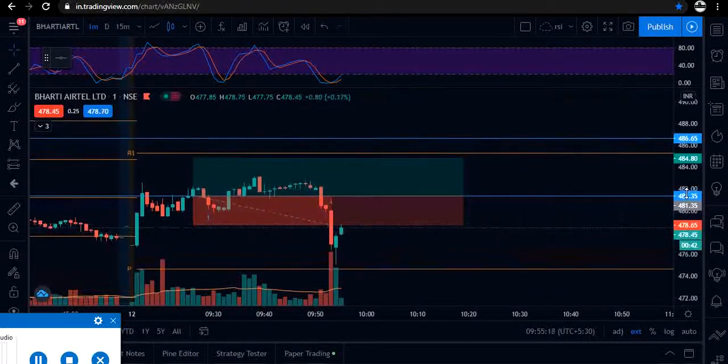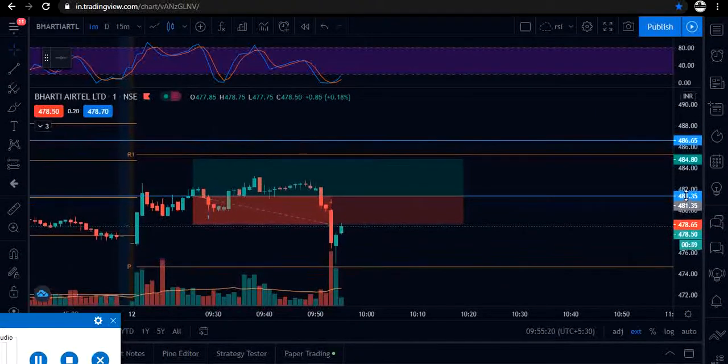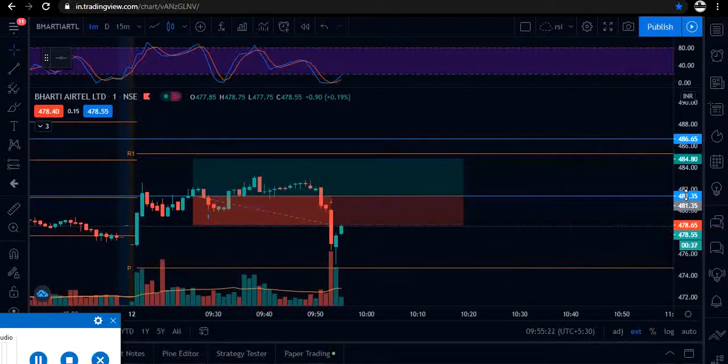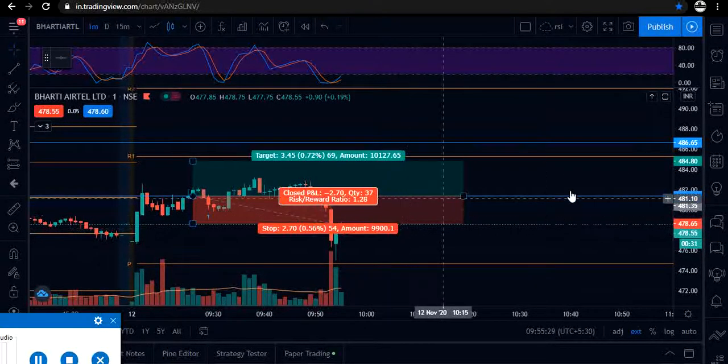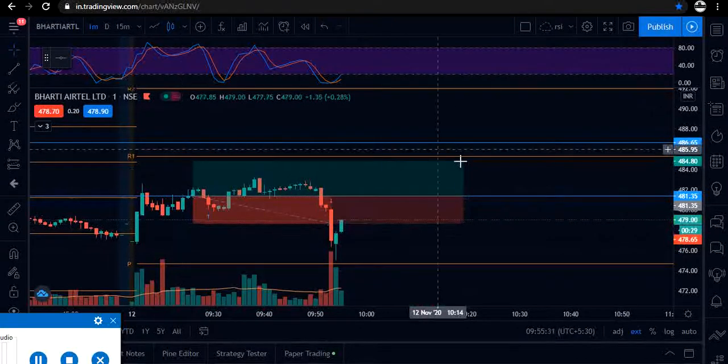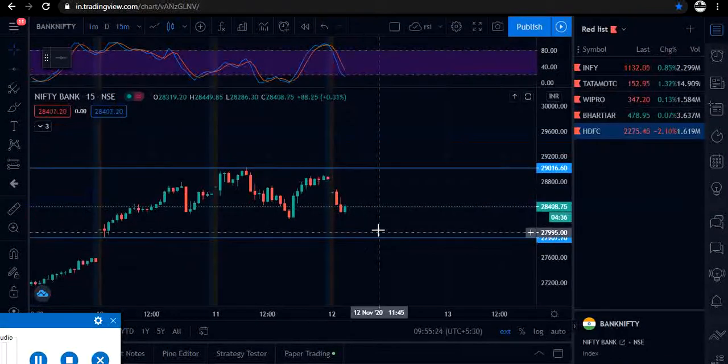Okay traders, so it has hit our stop loss. So okay, we have booked our first loss of today's trade. So we will be calculating our loss in Bharti Airtel. Till then, let us come on to our Bank Nifty.